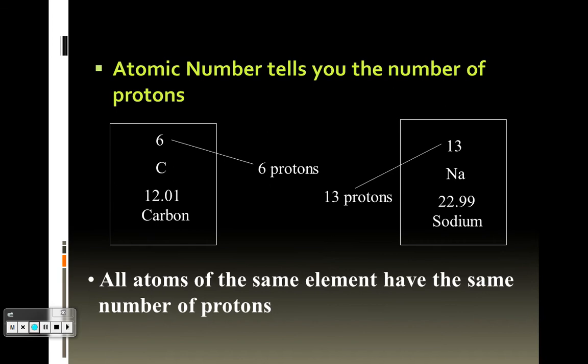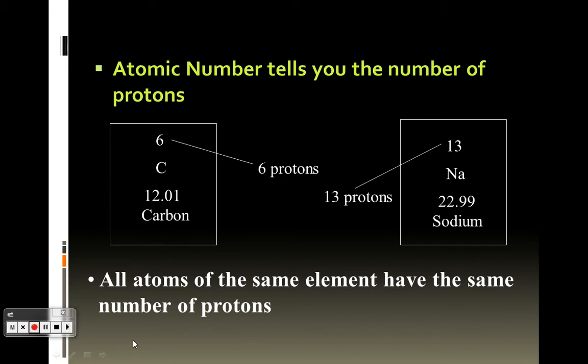It turns out that the periodic table tells us a lot more than just the name, the symbol, and the atomic number. It tells us about the subatomic particles. The first and most important thing that it tells us is the number of protons. The atomic number of an element is the number of protons. So since carbon has atomic number 6, it has 6 protons. Sodium has atomic number 11, it has 11 protons. All atoms of the same element have the same number of protons. So every single carbon atom is going to have 6 protons. And if an atom has 11 protons, and only 11 protons, it's got to be a sodium atom.